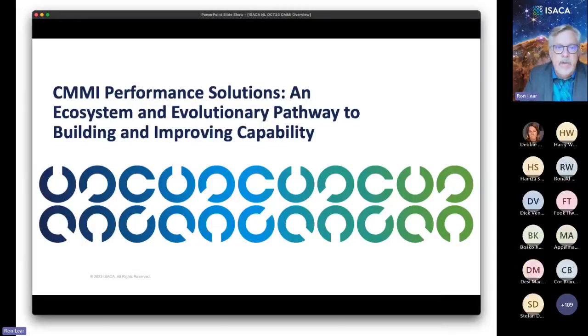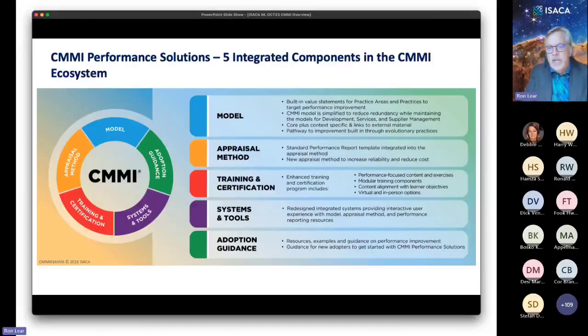All right, we're going to move on now and talk a little bit about the shift that we have made. This diagram shows the entire set of product suite components within the performance solution of CMMI. You talk about the entire ecosystem with this term, CMMI performance solution, but there are 5 major components in the ecosystem. First and foremost is the model itself. It's the framework of best practices.